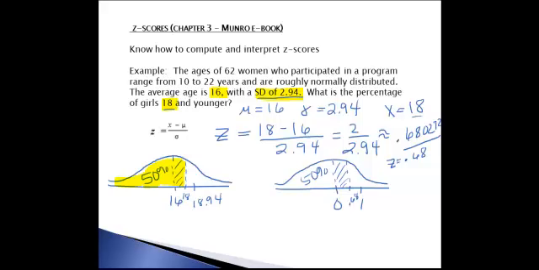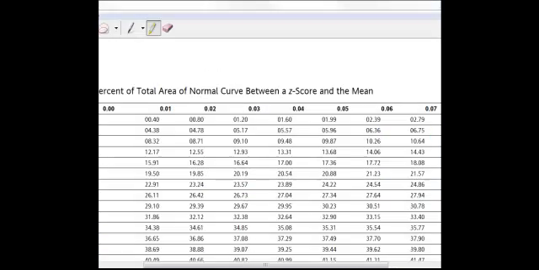Okay, so here is the area. This chart gives us percent of total area of the normal curve between a z-score and the mean. So we look at our z-score that we calculated, and that was z equals 0.68. And so we go to 0.6, and then we go over to 0.8. Okay, so let's take a look. I have to draw the line or I'll mess it up. And you will have the chart like this on your exam.